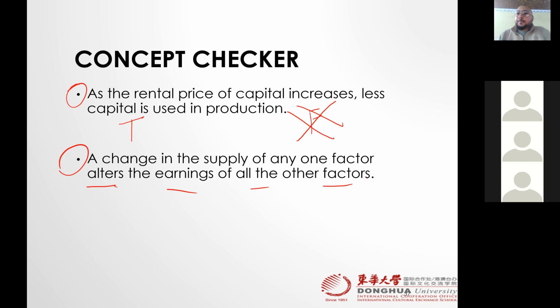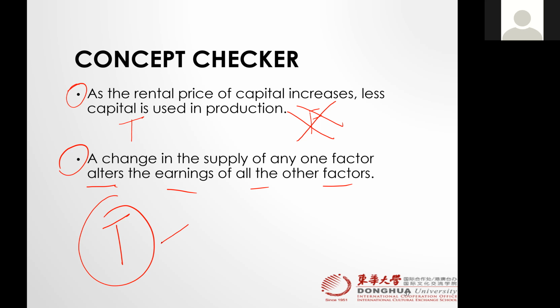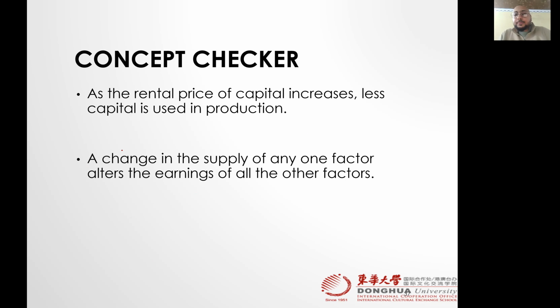Okay. Let's do that. So the second one is also true. Why? Because if you look at the first one, if the rental price of the capital increases, which means the rental price of the ladder or the trucks increases, then of course you don't hire many workers who are working in apple farms. So it means demand for labor also decreases. So they are interlinked. They depend on one another.